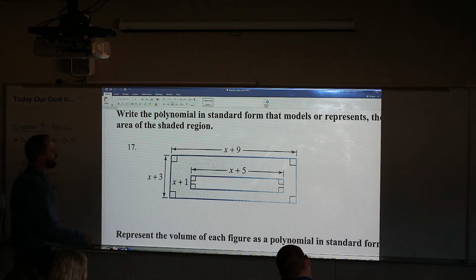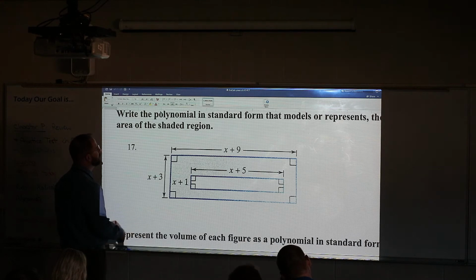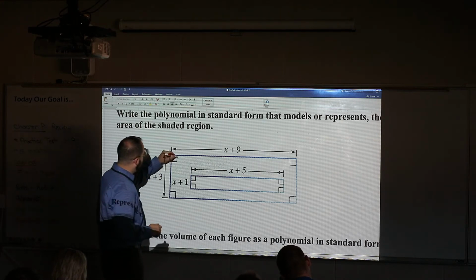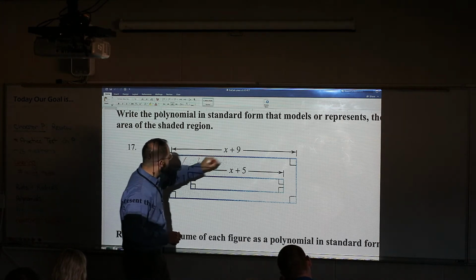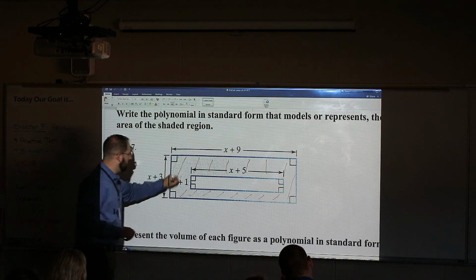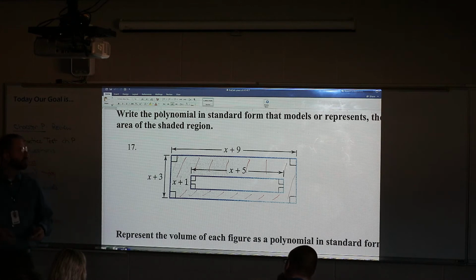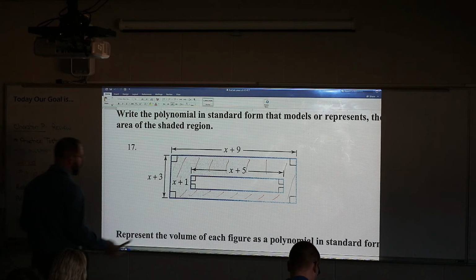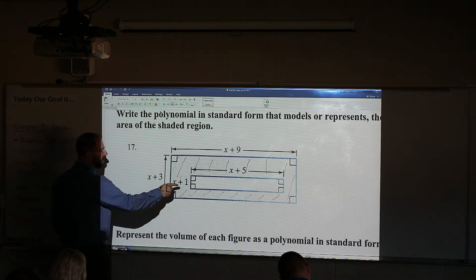On this one, you're finding the answer in standard form that represents the area of the shaded region. I know it's hard to see, but this is the shaded area. It's the deck without the pool. It's a funky deck. Yeah, long pool. But how we do this, you have to find the area of the entire picture, and then we'll subtract the pool out.